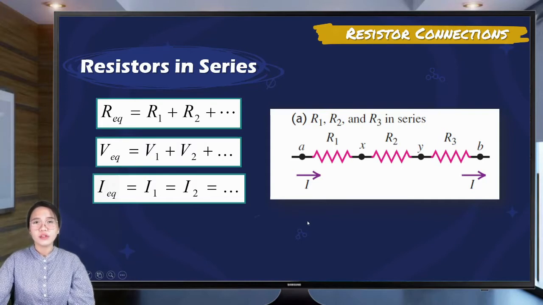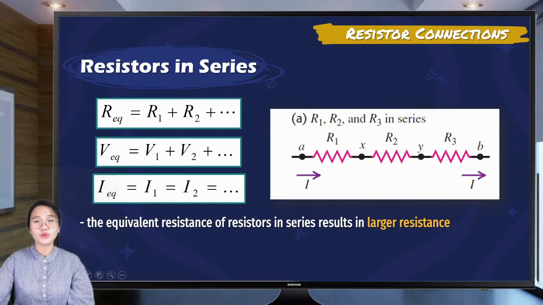Okay, so we have here some important points to remember in series connection. The equivalent resistance of resistors in series results in larger resistance, meaning your Req must be greater than your R1 or your R2 or any other resistances in your circuit. Okay, Req must be greater than R1, R2, and all other resistances in your circuit if it is in series connection. Okay?